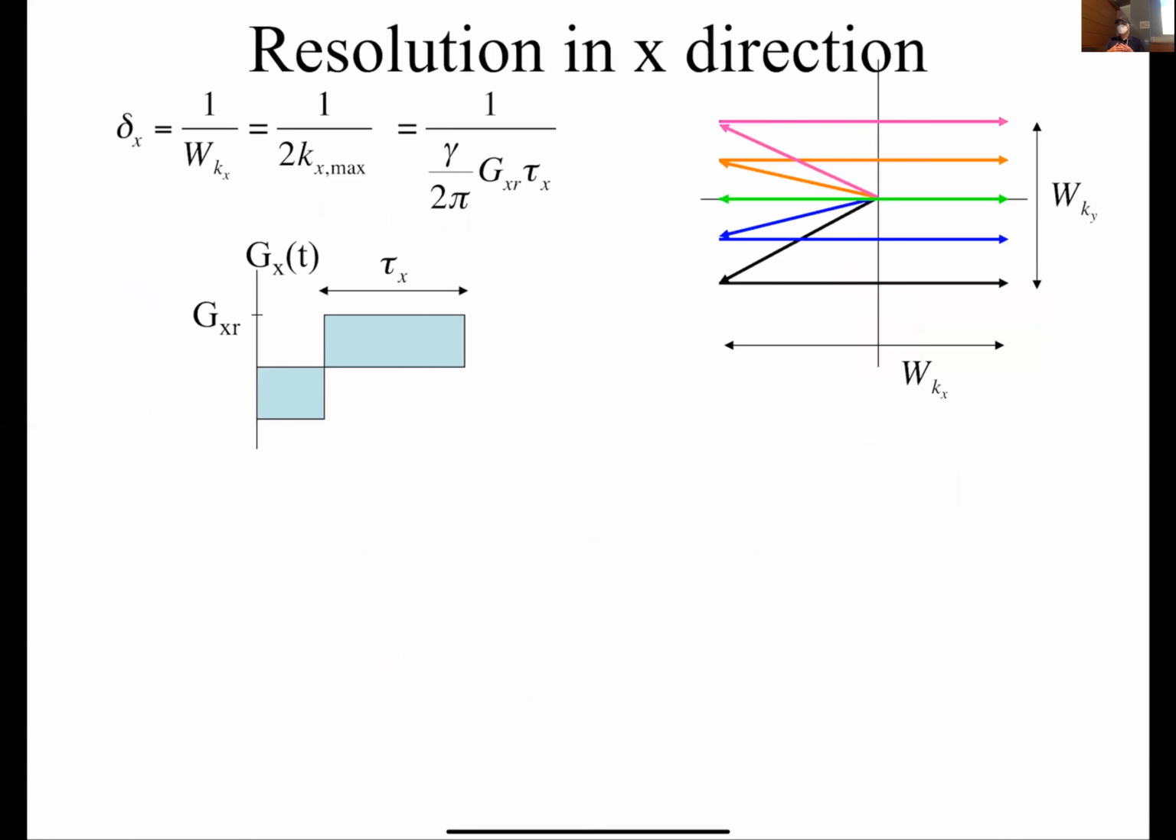Now let's look at how many samples we need to acquire in the kx direction. So that's the readout duration, tau sub x. How long is the gradient applied for? Remember, we're acquiring samples with some delta t. So without even doing any math, but knowing the matrix size, what should you guess tau sub x should be?